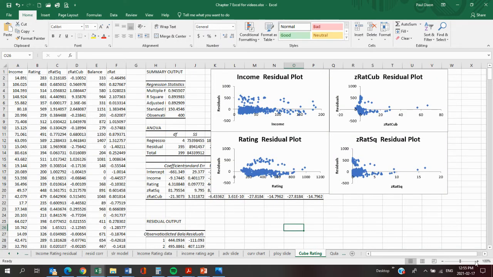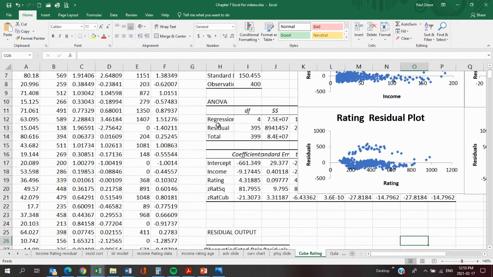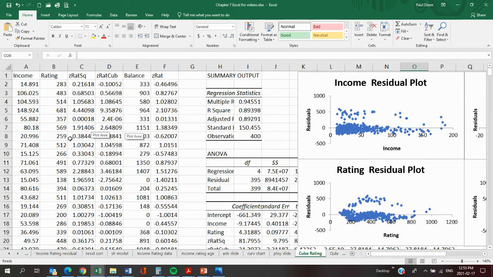So let me zoom in so you can see first off what I did with the data. I didn't bother with age because I didn't think age was useful before. So I've got income and rating as the variables I wanted. But now I'm going to scale rating, okay? And particularly for the square and the cube. I'll keep the original rating, but for this curvy part, what I did was I created a z-score for rating, and then I squared it.